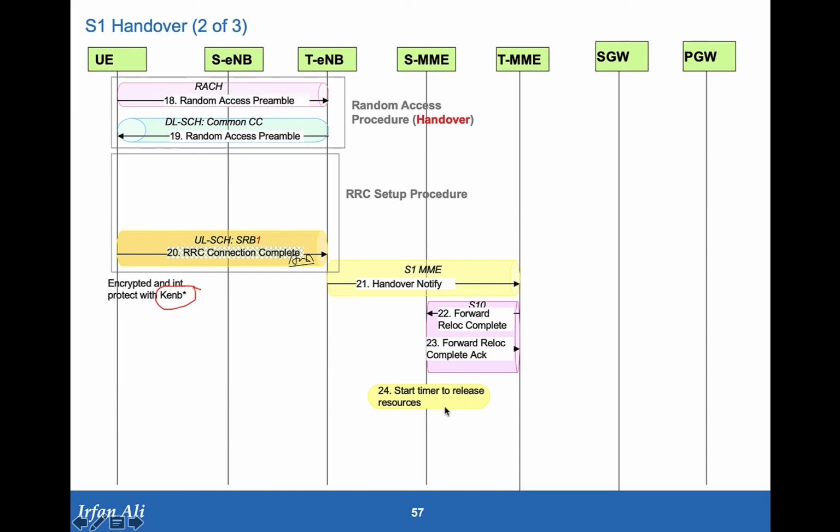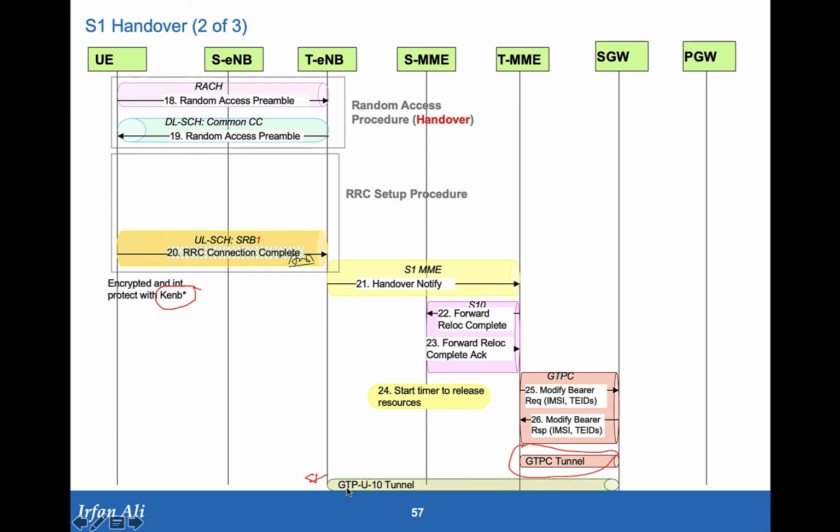And in the meantime, the target MME will go ahead and tell the serving gateway that, hey, I am the new MME serving this UE. So the GTPC connection is now between the serving gateway and the target MME instead of the source MME. Also, it has provided the downlink TEID for the GTPU, and so now the GTPU tunnel is from the serving gateway to the target eNodeB. So now we've got the plumbing pretty much in place.